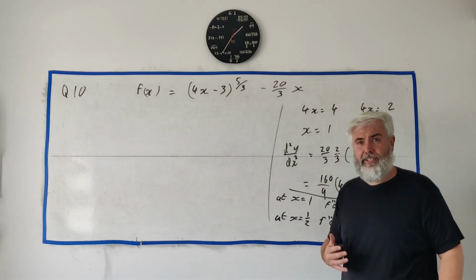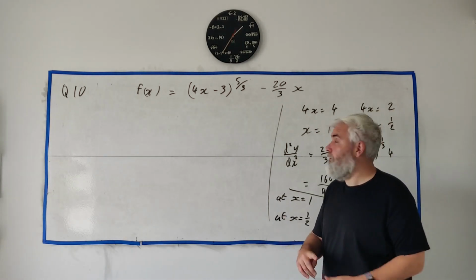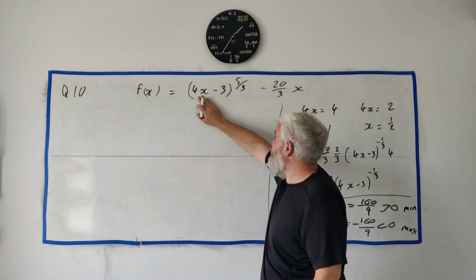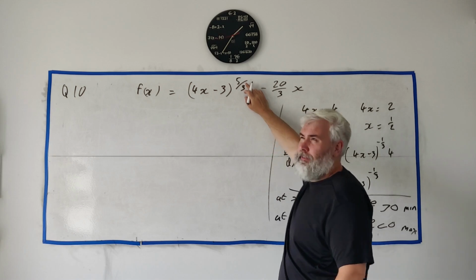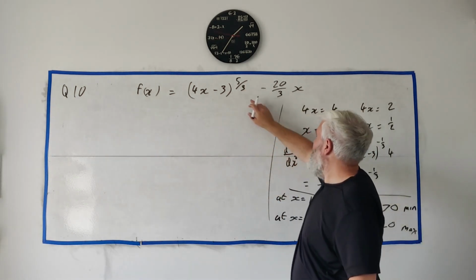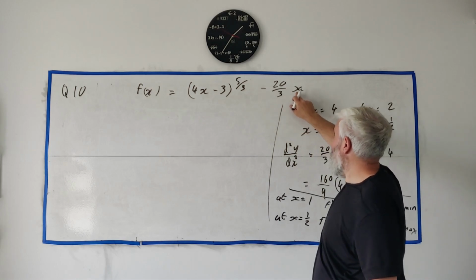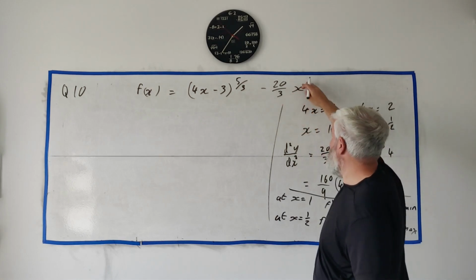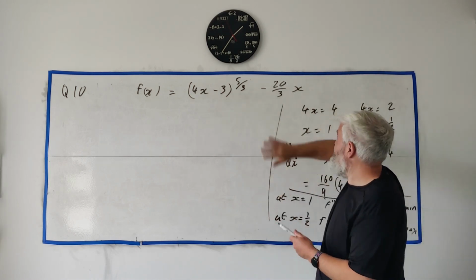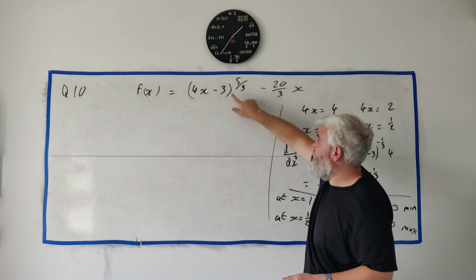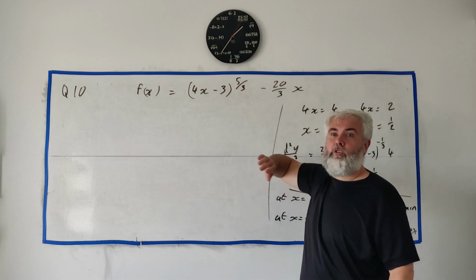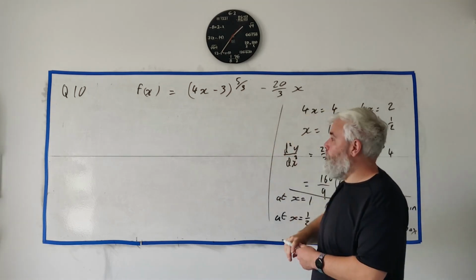The next thing I ask myself is, what happens at infinity? What happens when x goes really, really big? When x gets really big, this is going to be to the power of 1.66. It's going to get bigger and bigger again. And then we're going to take away x to the power of 1, which isn't going to get nearly as big as this guy. So this number here is not going to matter. This guy is so much bigger than that. So approaching infinity, f(x) will approach infinity.